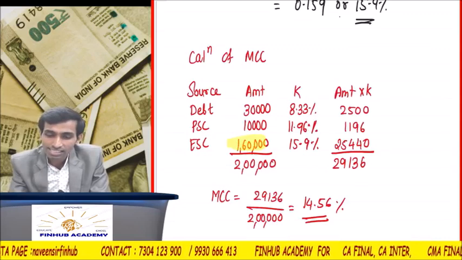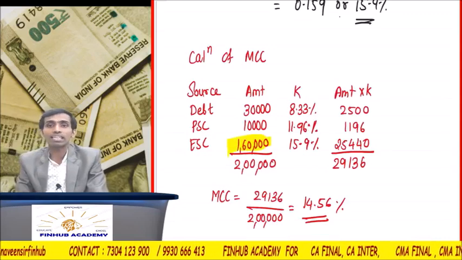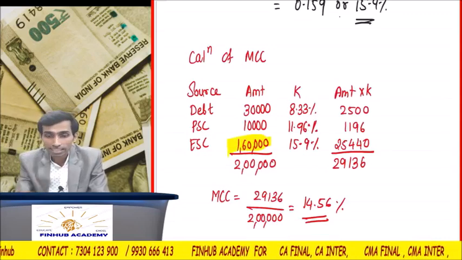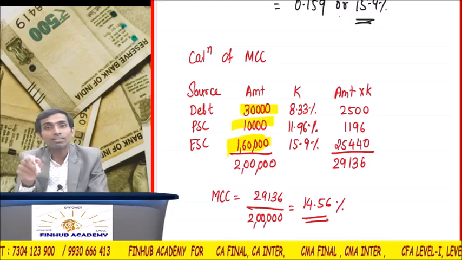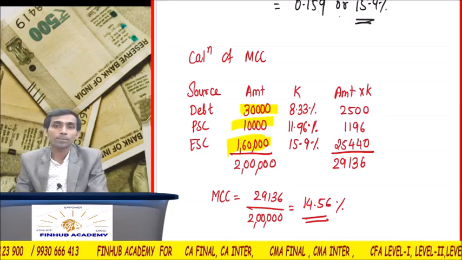Is that clear in this? And that too multiplied by 20, or the face value. If I am taking all this as book value, then you should multiply by 10. If all is at market value, then you should multiply by 20. Understood?